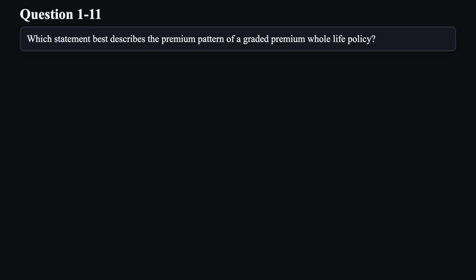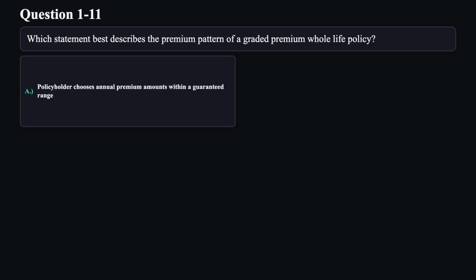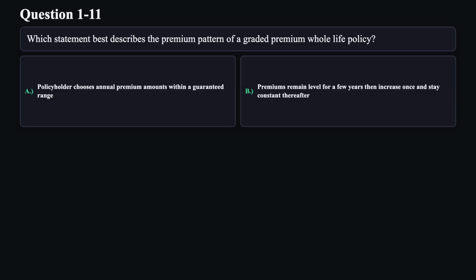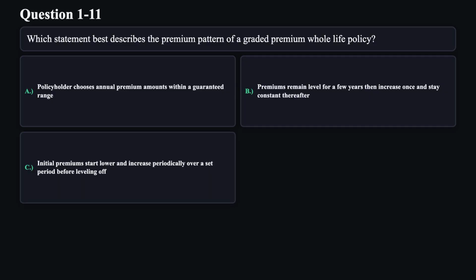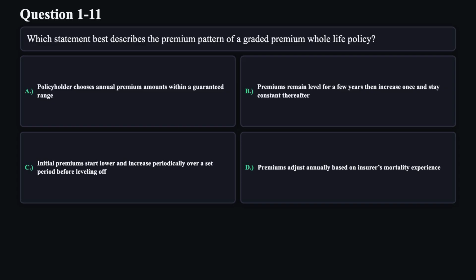Question 11. Which statement best describes the premium pattern of a graded premium whole life policy? A. Policyholder chooses annual premium amounts within a guaranteed range. B. Premiums remain level for a few years, then increase once and stay constant thereafter. C. Initial premiums start lower and increase periodically over a set period before leveling off. D. Premiums adjust annually based on insurer's mortality experience.